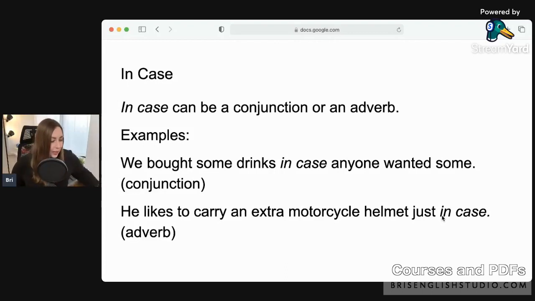All right, so let's see. He likes to carry an extra motorcycle helmet just in case. Are you following me so far? Very good.